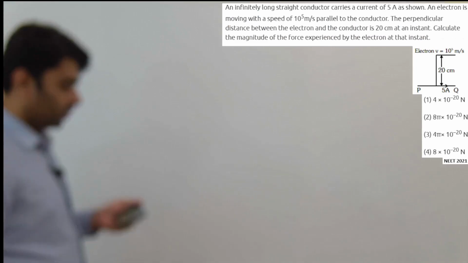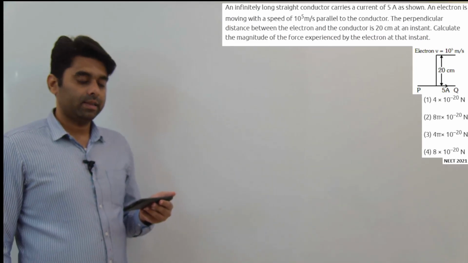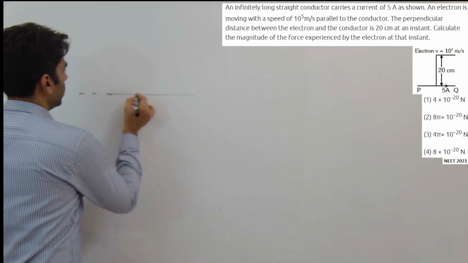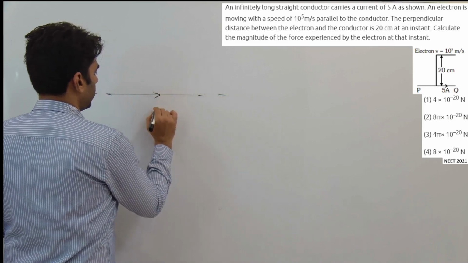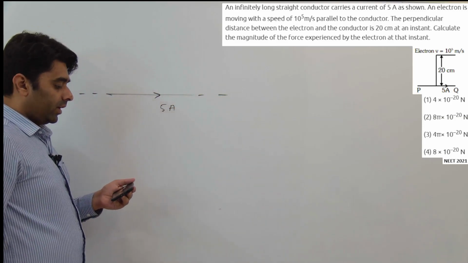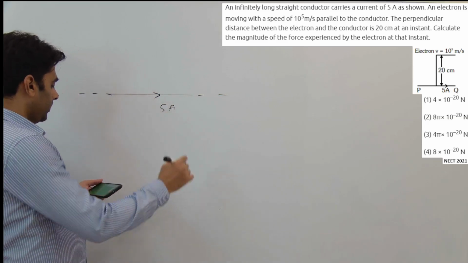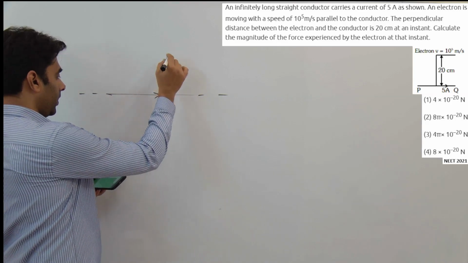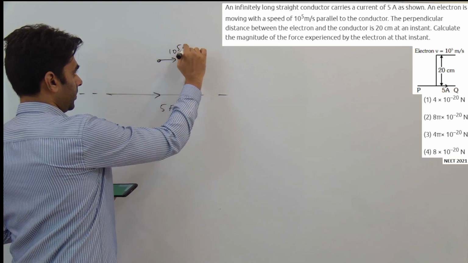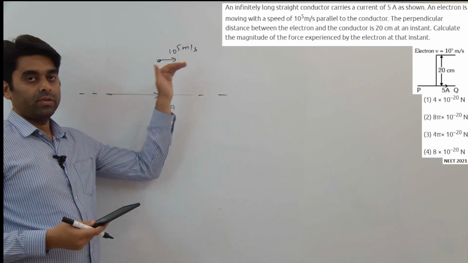So our question says, an infinitely long straight conductor carries a current of 5 ampere. Okay, long wire is there. It carries a current of 5 ampere. As shown, an electron is moving with a speed of 10 power 5 meter per second, parallel to the conductor. That means this is the direction of velocity.